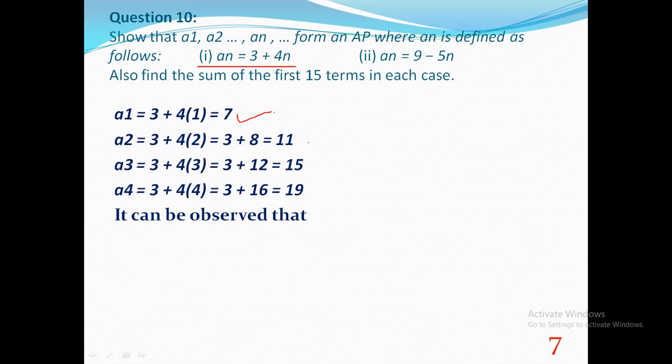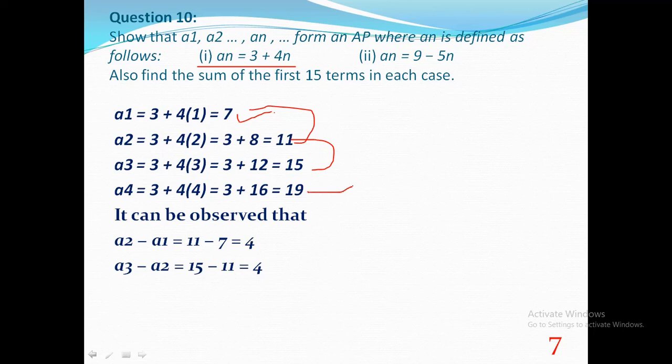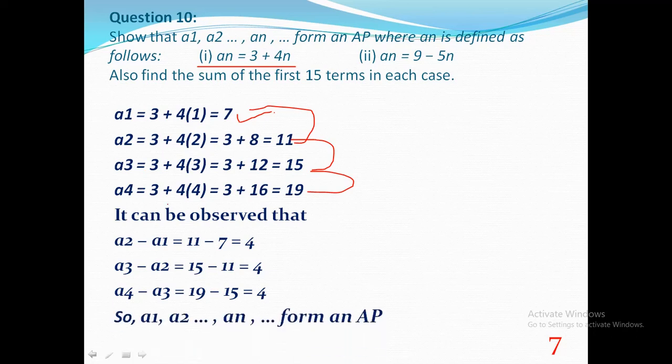Next, it can be observed that A2 minus A1, that is 11 minus 7, is 4, and A3 minus A2 is also 4, even A4 minus A3 is also 4. So all the differences between any two consecutive terms, A1 A2, A2 A3, A3 A4, are the same. Therefore these terms form an AP. A1, A2, A3 up to AN, they are all in AP.